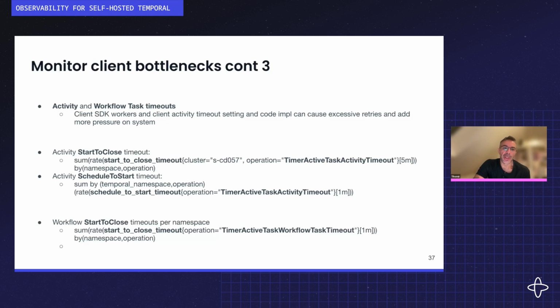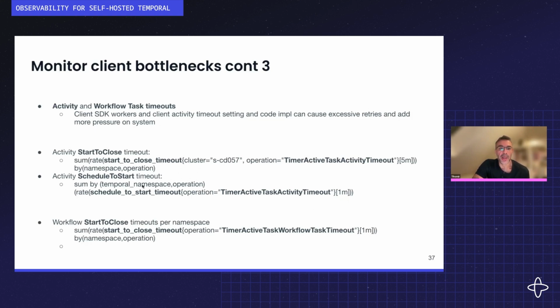So from the server side, we can monitor activity start to close timeouts. Start to close timeout basically means the amount of time from when an activity task is dispatched to one of the activity workers until the time the user specifies in their activity options, which is the max time of a single activity execution. We can monitor with start to close timeout.